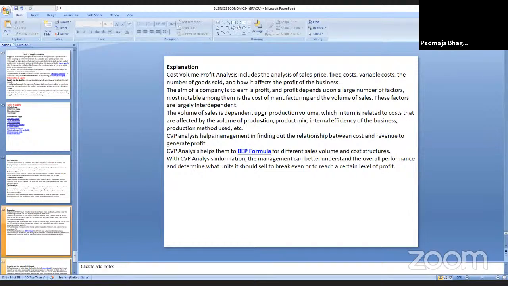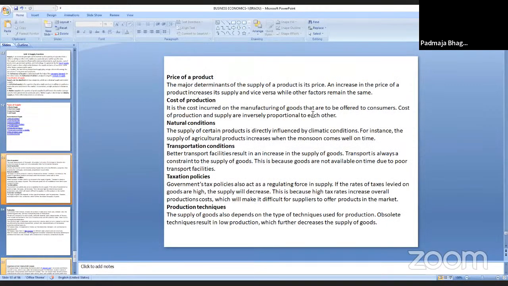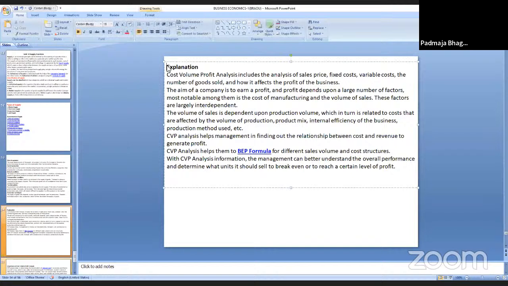Next is the explanation for cost volume analysis. Then we come to the fourth unit, that is the fourth block, an explanation about cost volume profit analysis, which includes the analysis of sales price.